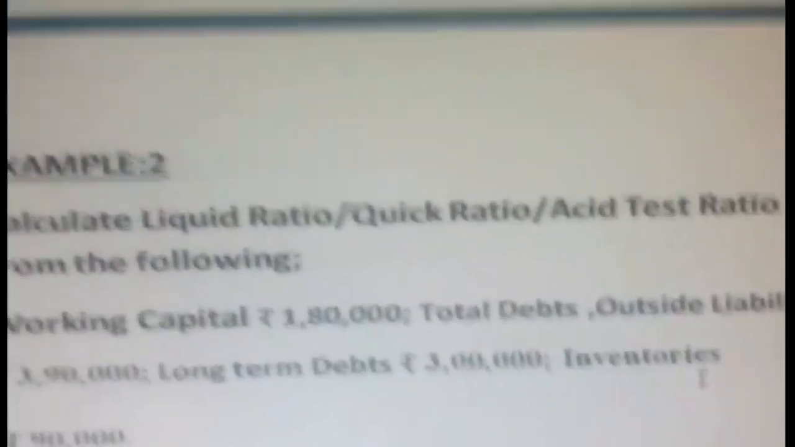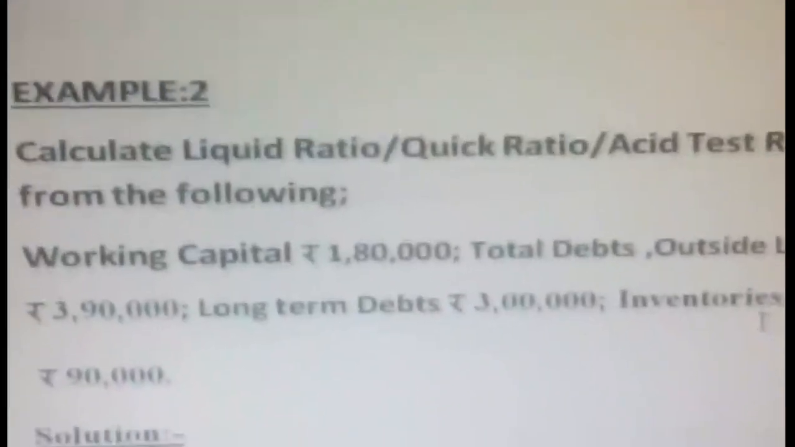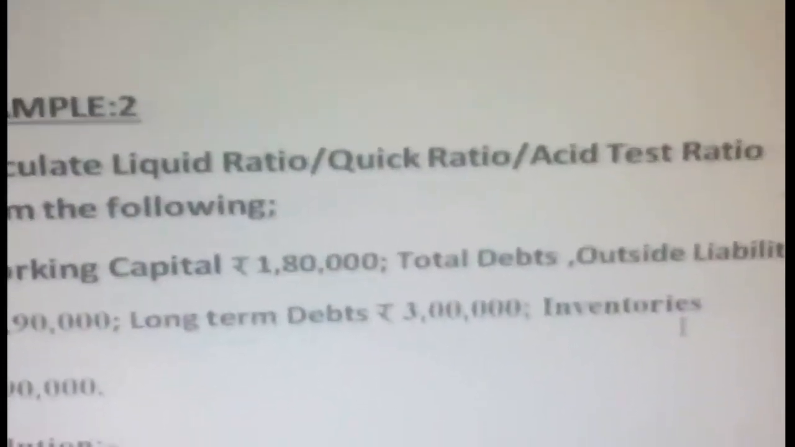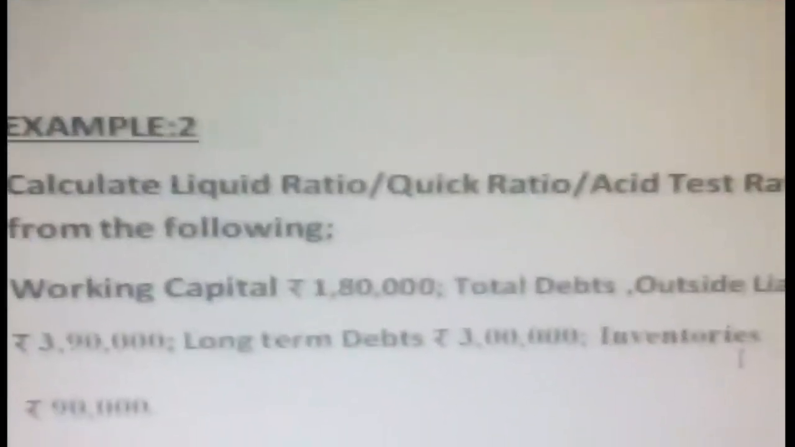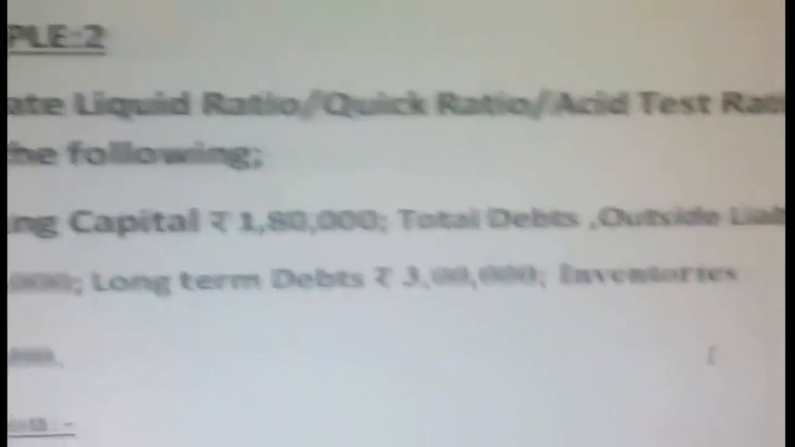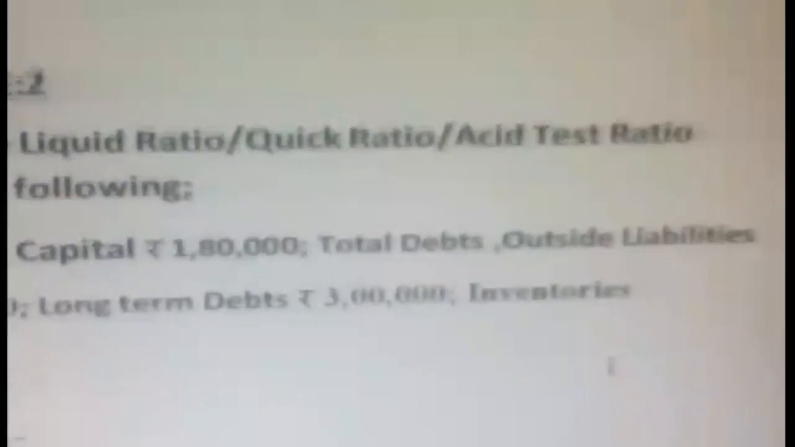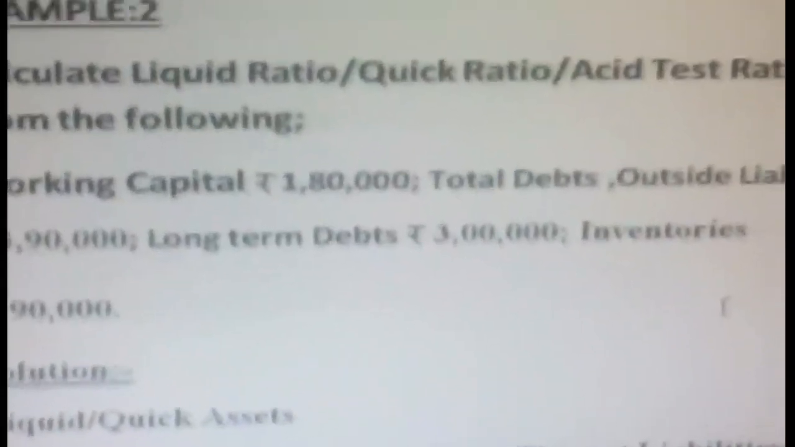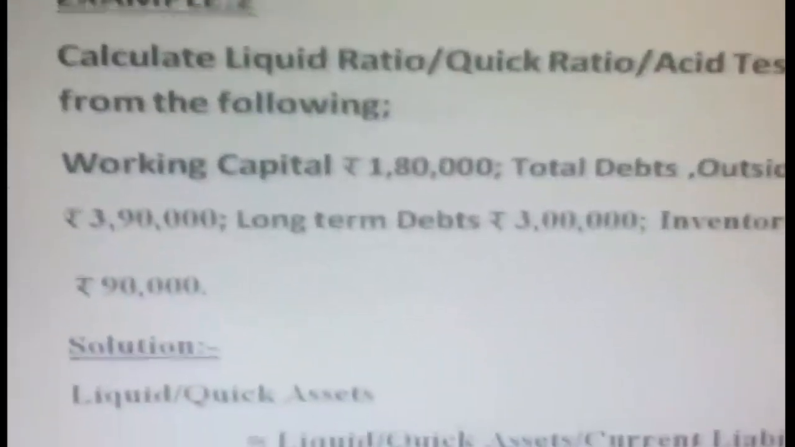Now coming to the second example. Calculate the liquid ratio, quick ratio, acid test ratio. These are three names for the same liquid ratio. It may be called quick ratio or acid test ratio. So keep in mind, if they ask what is the other name for quick ratio, you can mention liquid ratio or acid test ratio. Working capital is given as 1,80,000, total debts, nothing but outside liabilities, 3,90,000, long term debts 3 lakhs, and inventories 90,000.